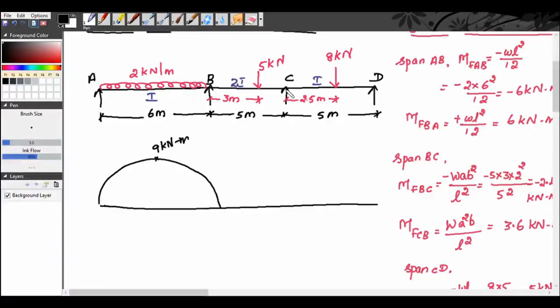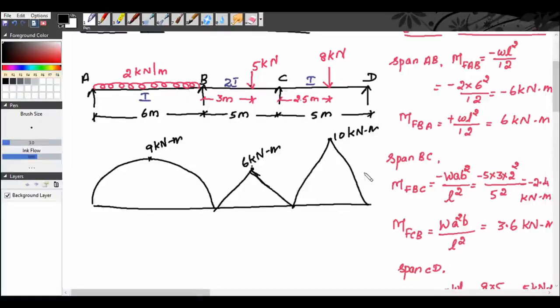For the span BC, the maximum magnitude is 6 kilonewton meter that will lie at the point where the concentrated load acts. These are straight lines, so it is 6 kilonewton meter. For the span CD, the maximum magnitude is 10 kilonewton meter. Draw it as a straight line, 10 kilonewton meter. Okay, so simple beam moment diagram is over.